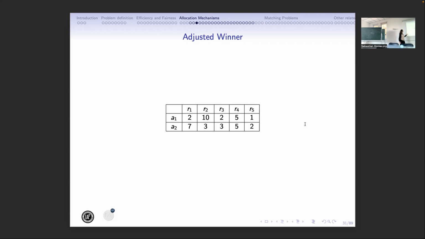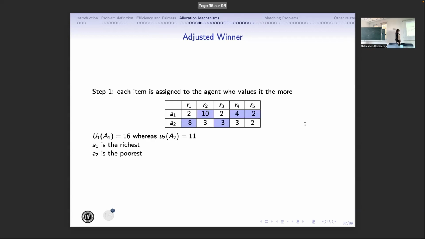We have two agents and five resources, and you can see that the sum of the utilities for each agent should be the same. So 2 plus 10, 12, 14, 19, 20, and 10, 13, 18, 20. Okay. So in the first step, we assign the resources to the agent who values them more. Okay, the example is not the same, but it will be okay.